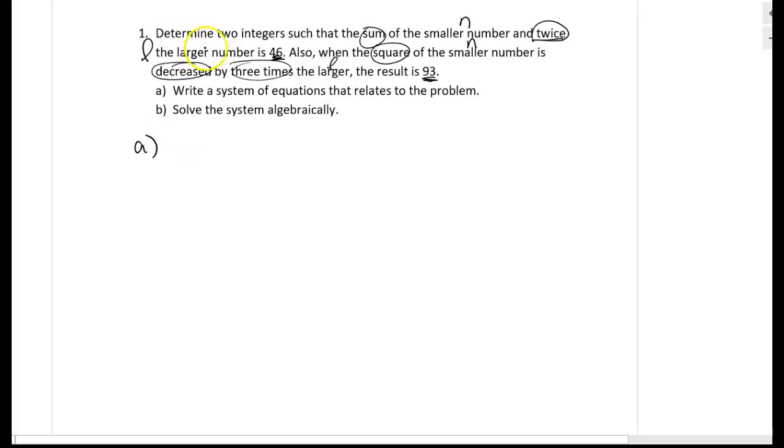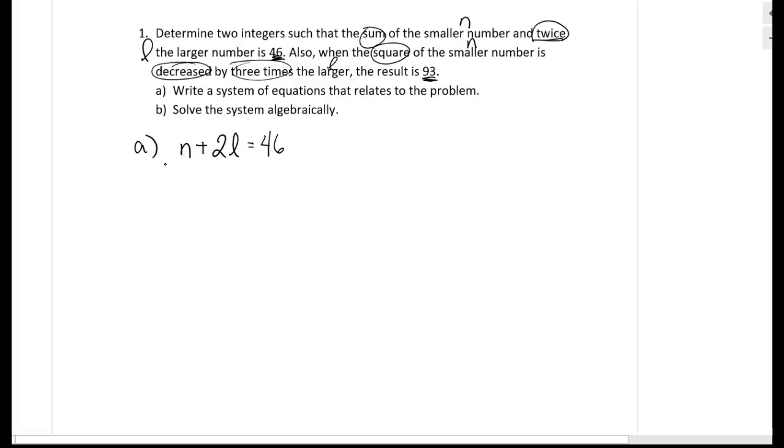What that means is literally write an equation to describe what is being described here. So put it in math language instead of the English language. So sum means I'm adding. What am I adding? The sum of the smaller number, so it's n, and twice the larger number. So 2 times as many l's. And that is implying our equal sign. That is equal to 46.